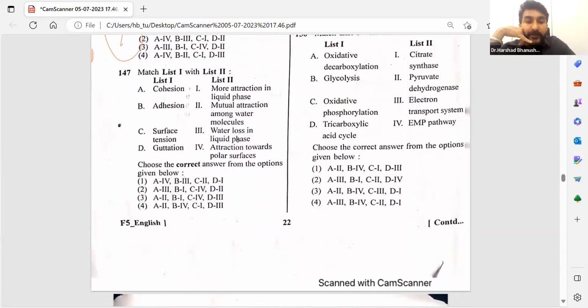Cohesion is a force of attraction between similar molecules. So it would be A, option 2. Adhesion is attraction between water and the polar surface. So B will be 4. Surface tension is more attraction in liquid phase. So C would be 1. And guttation is loss in the form of liquid. So D3. So we go for A2, B4, C1, D3. So that's our option number 4.